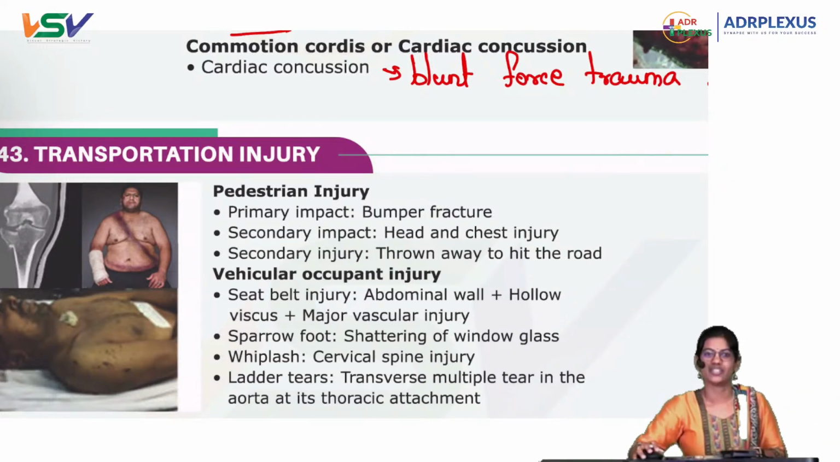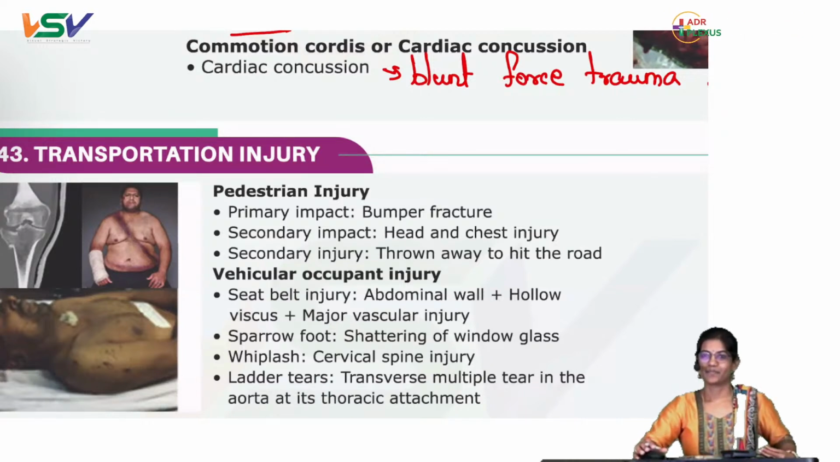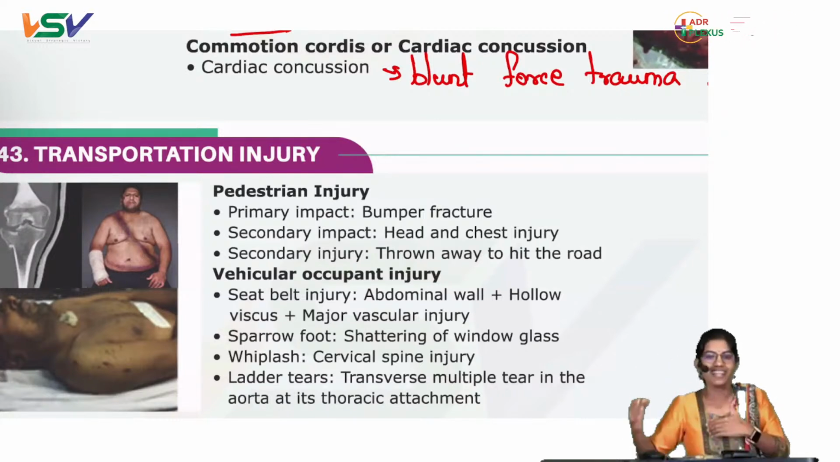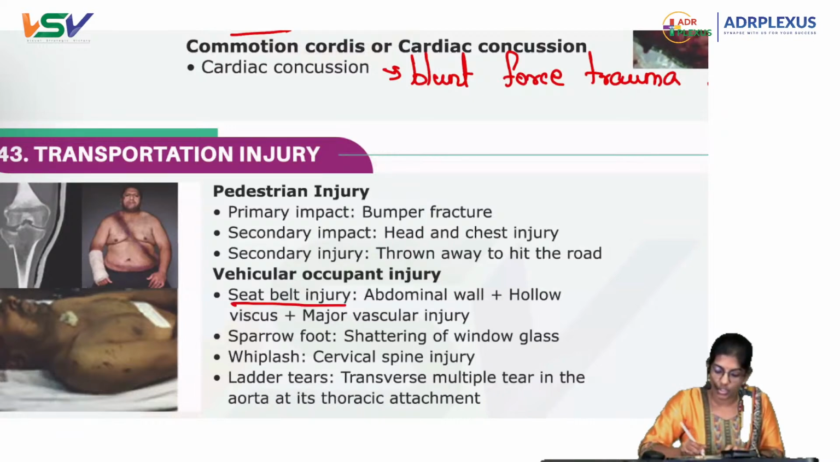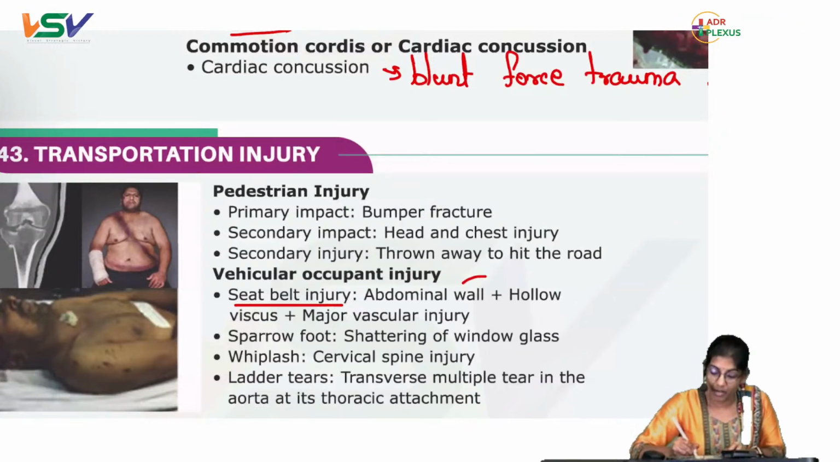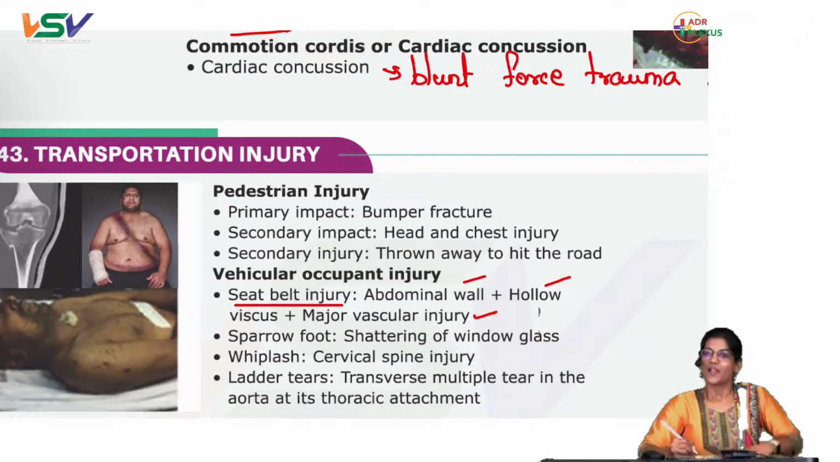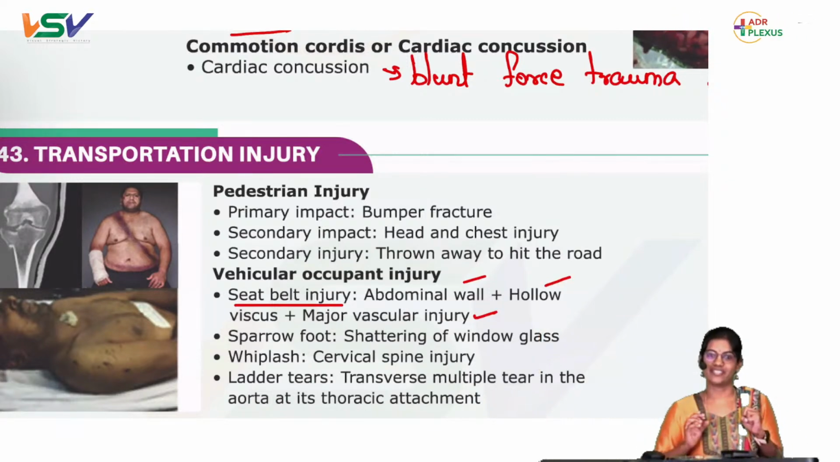Then we have vehicular occupants injury, wearing a seat belt. Vehicular occupant injury is produced by the seat belt and then of course by the mirror and the glass and the steering wheel, but mainly the seat belt. The seat belt injury has a triad, particularly the lap belt: abdominal wall injury, hollow viscera gets injured, and major vascular structure injury. This is a triad. So what is there in the abdomen? The abdominal wall, the hollow viscera inside, and major vessels.